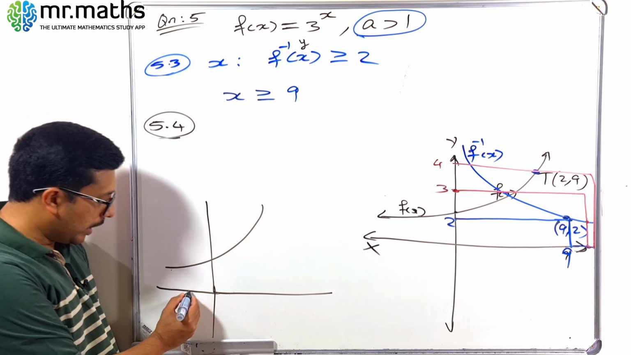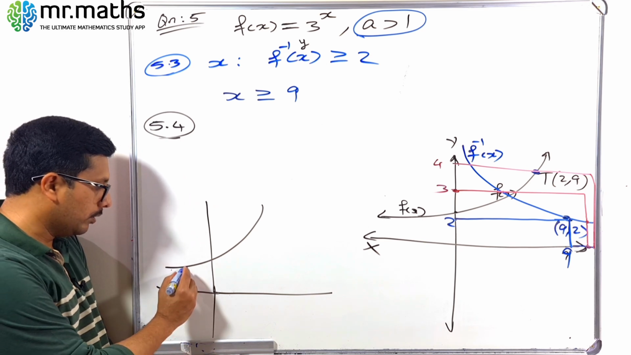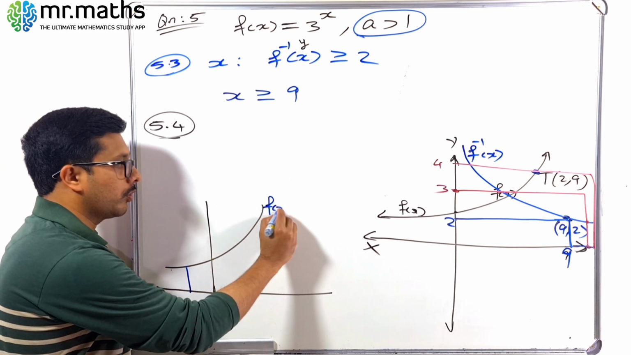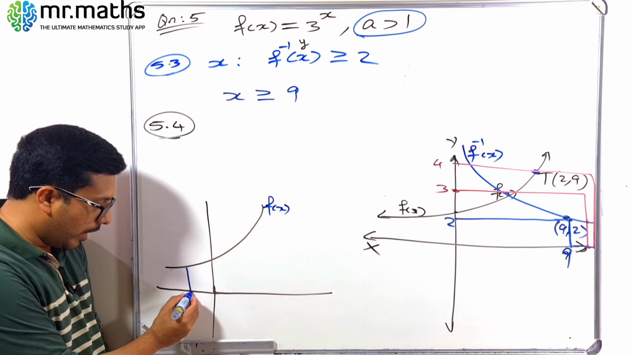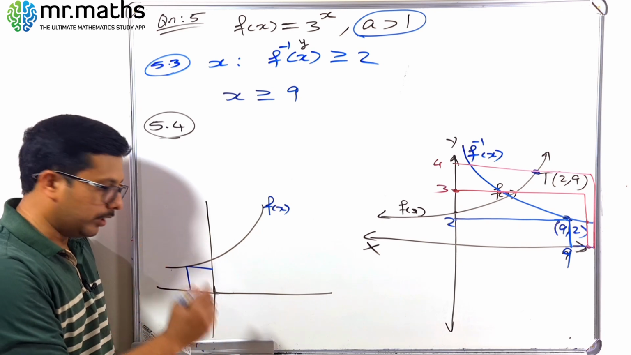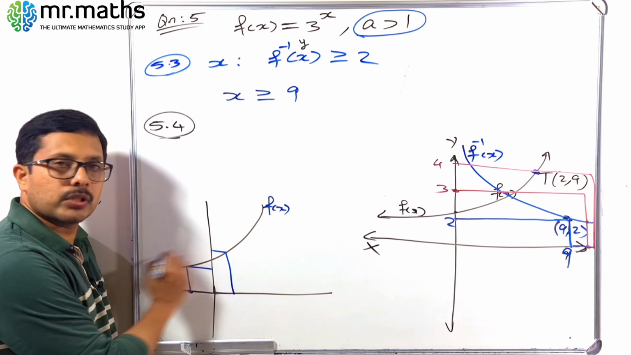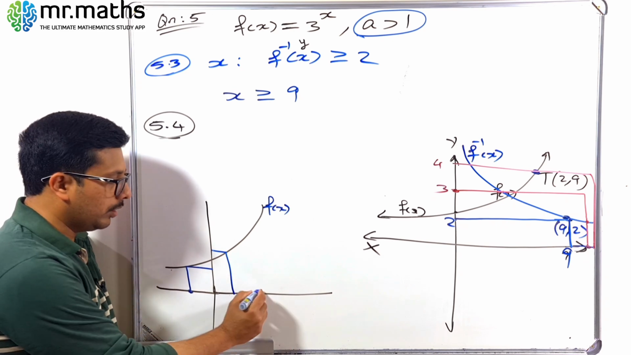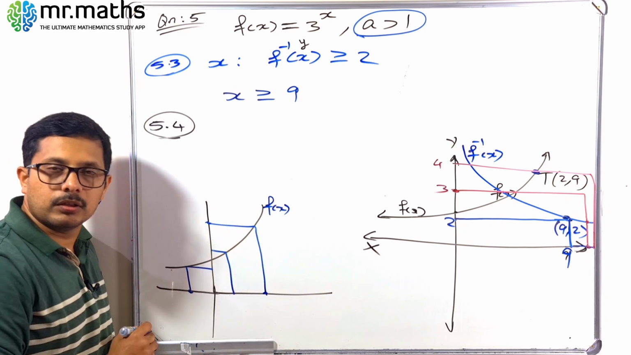For every x value, how many y values are you getting? This is f of x graph. Don't forget, this is f of x graph. For every x value, how many y values are you getting? Only one y value. If I take this x value, how many y values am I getting? Only one. If I take an x value, I am getting only one y value.